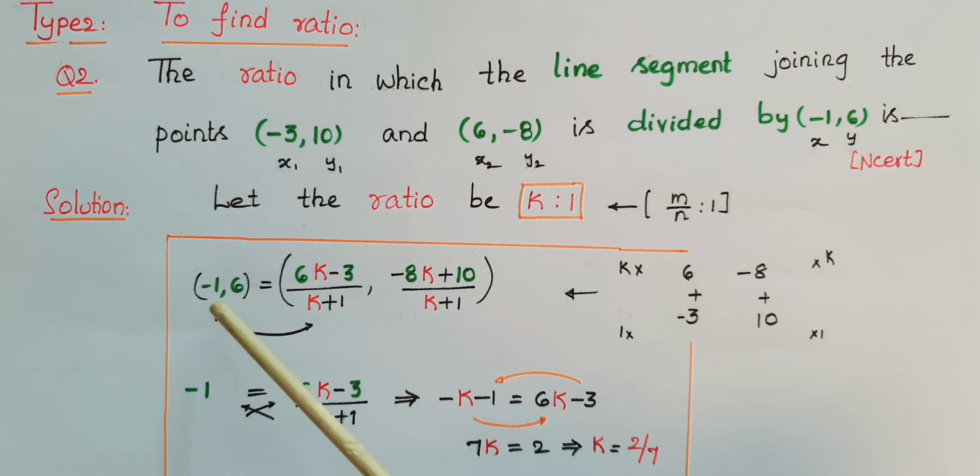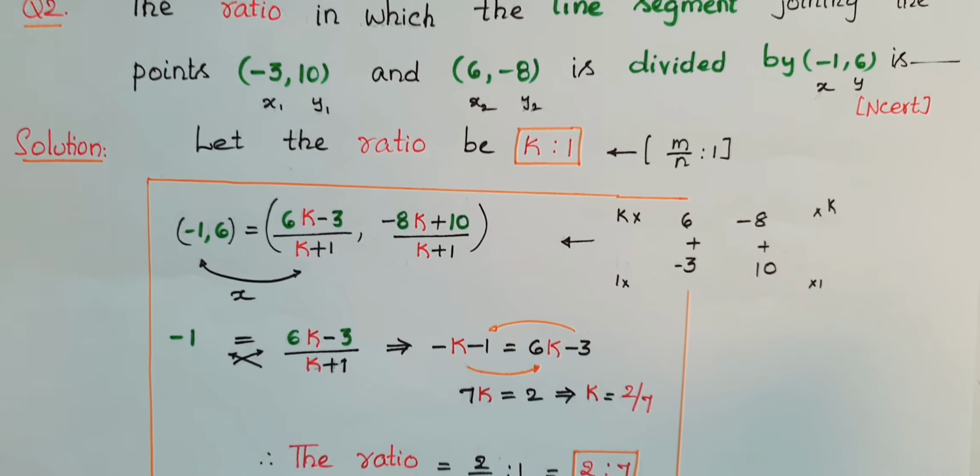Now here the x coordinates are the same, so minus 1 is equal to (6k minus 3) by (k plus 1). Then cross multiply: minus (k plus 1) into minus 1 is minus k minus 1, which is equal to 6k minus 3. Then 6k plus k is 7k, which is equal to 3 minus 1, that is 2. Therefore k is equal to 2 by 7.